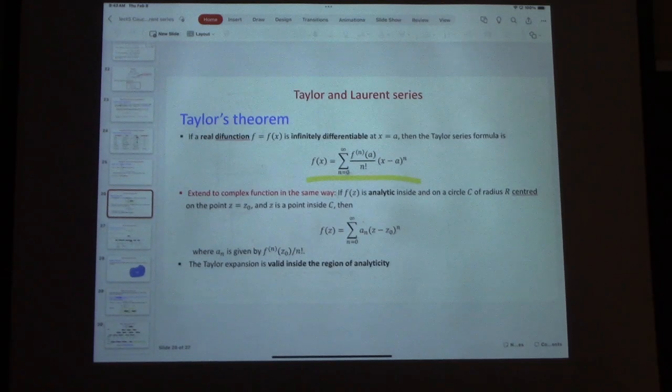Now, Taylor's theorem. If for a real function, I'm sorry, this is a typo here.